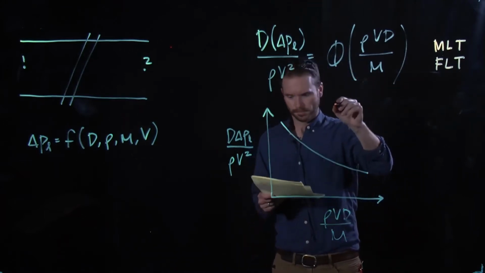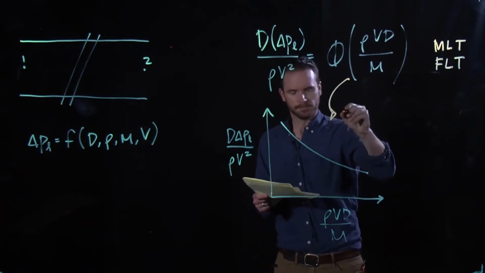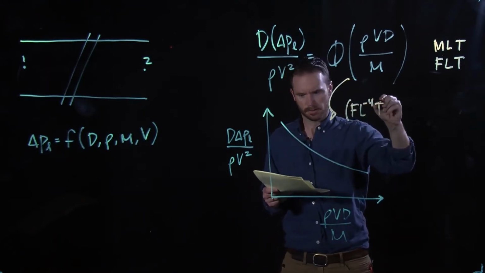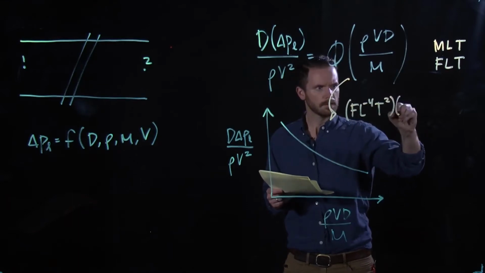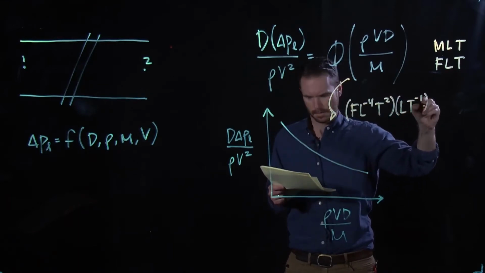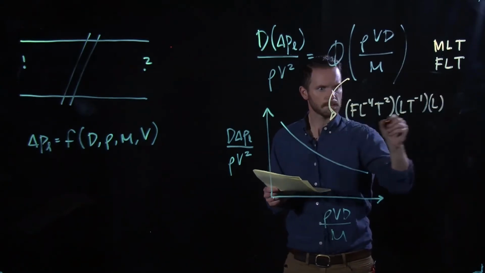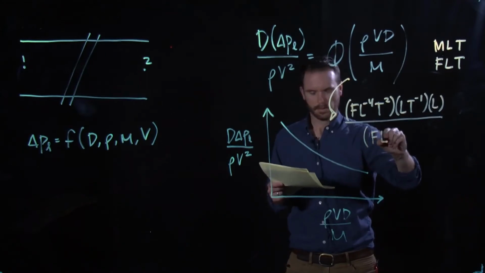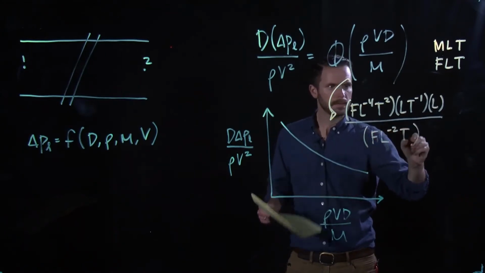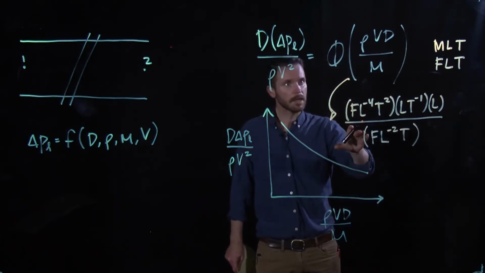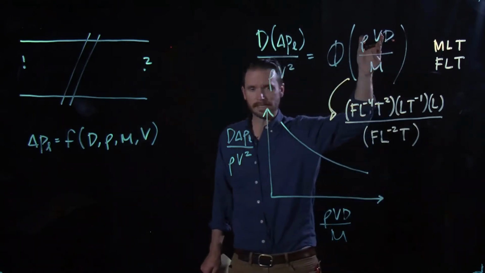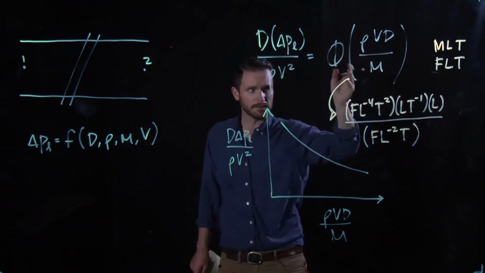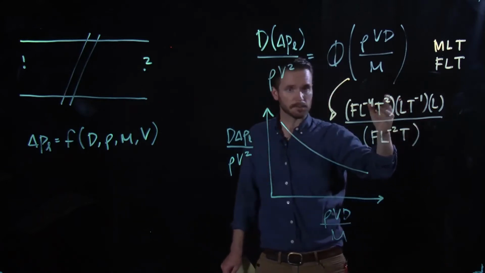So for this parameter, we would have force length minus 4 t squared, L T minus 1 times length, over F L minus 2 t. Now, at first blush, some of this may look a little bit complicated, but let's take the easy ones first. D, diameter. Diameter could be measured in meters, inches, feet, right? That is a length term. Velocity, that's another easy one. That's a length divided by time, meters per second.